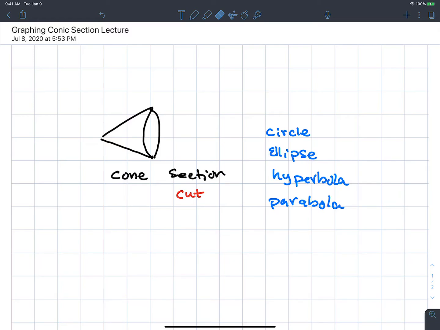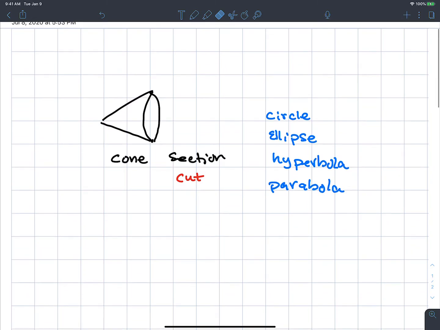So these are shapes that we get when we actually cut a cone. And let's see if I can shrink this up a bit. There we go. That's a lot better. So anyway, if we cut our cone with a plane across this particular shape, we're going to get these following graphs: circles, ellipse, hyperbolas, and parabolas.